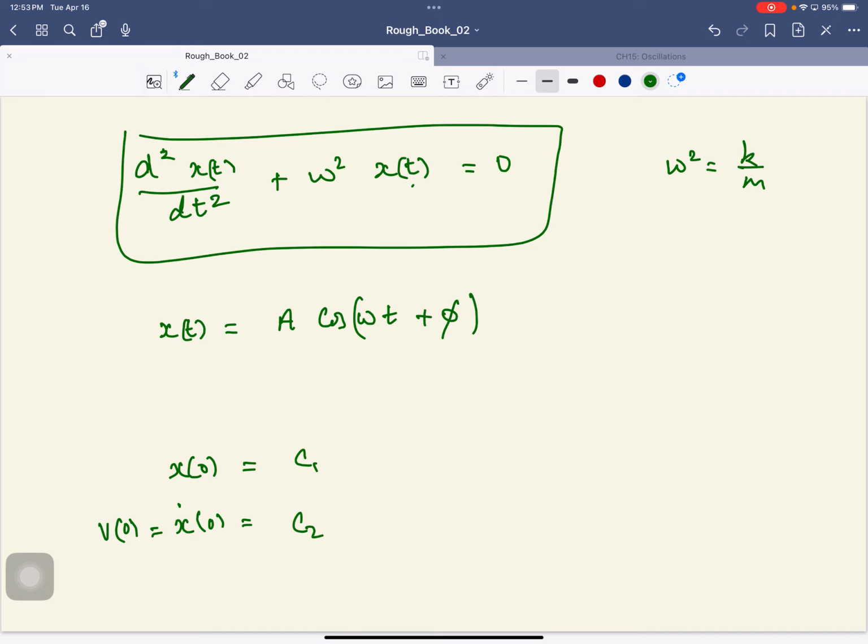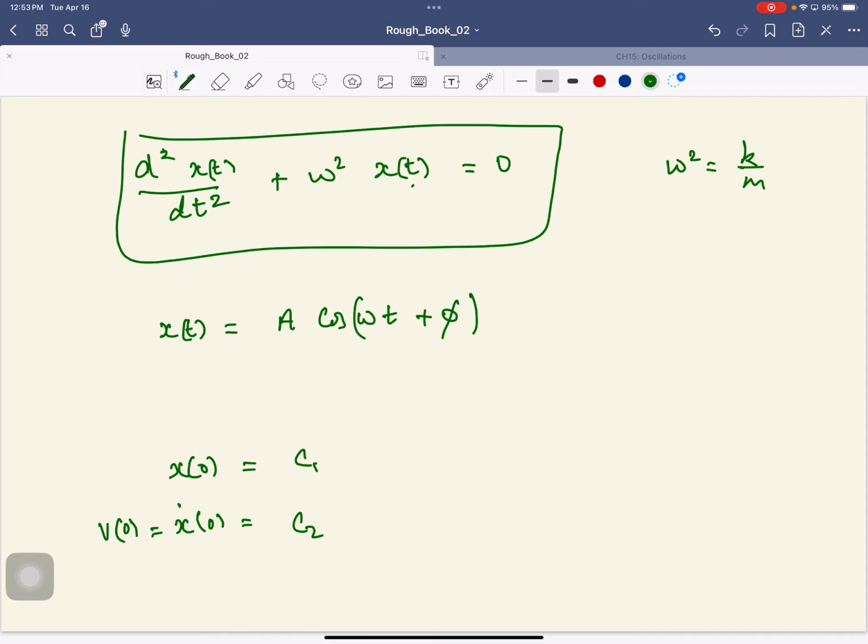Did you guys understand that? Because it's a second order differential equation, we're allowed to have two constants. Two constants will show up in the solution. So if it was a third order differential equation, how many constants will show up in the solution? Three. If it was a fifth order differential equation, five constants.